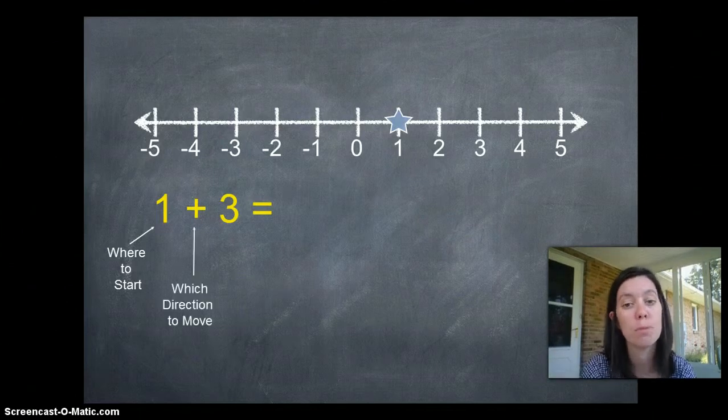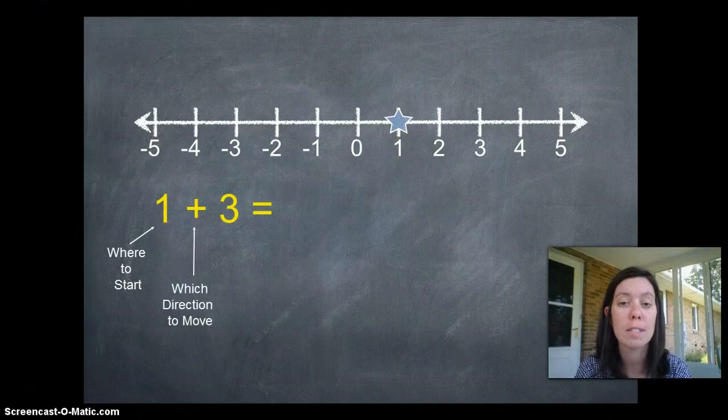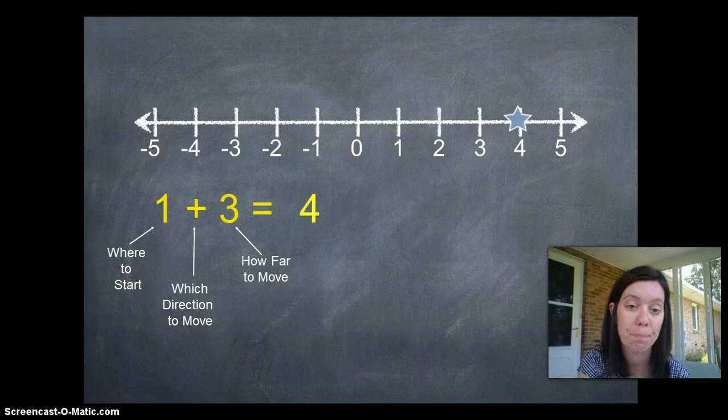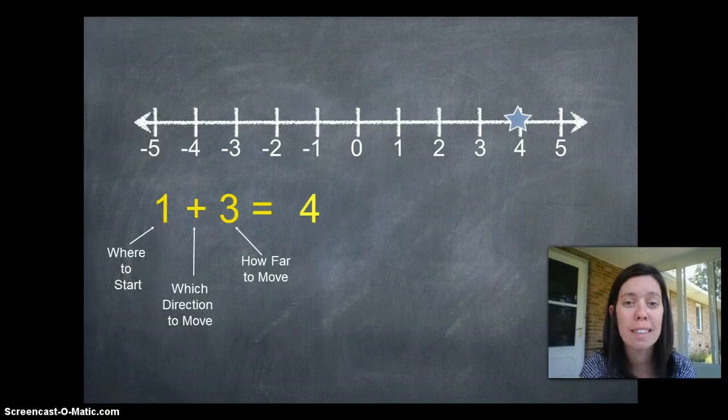If it's a plus sign, we'll move to the right on the number line. If it's a minus sign, we'll move to the left. So in this case, we're going to move to the right, and the next number tells us how far to move. So we're going to move to the right 3 spaces. 1, 2, 3 spaces, and we land on the 4. So that's why the answer to this problem is 4. Hopefully, this basic setup can help you do more complex problems and problems with negatives.